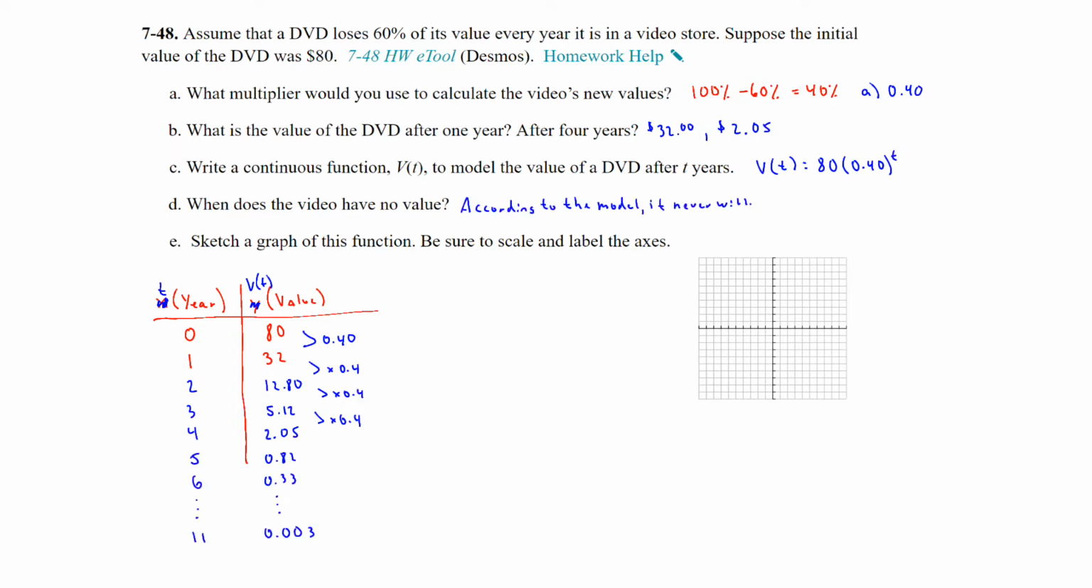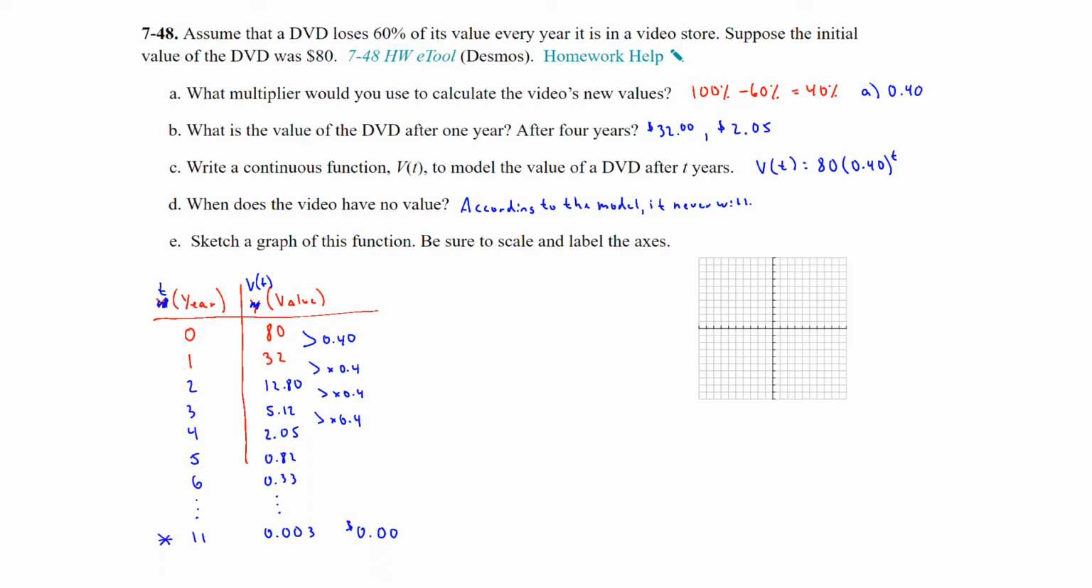So just for fun, I went ahead and plugged this into my calculator, and I looked at the table, and at year 11, you get 0.003. So even though that's not 0, money-wise, if we rounded that, it would have a value of 0. So even though, once again, according to the model, that value would never get to 0 all the way across, we could say in year 11 that it would lose its value completely.